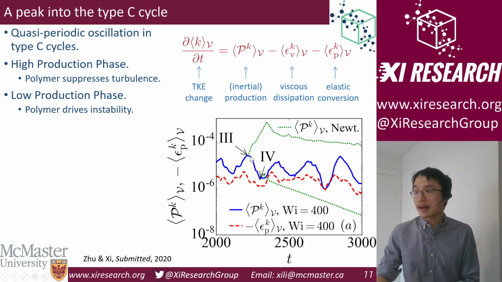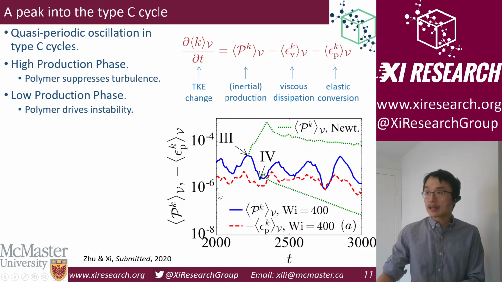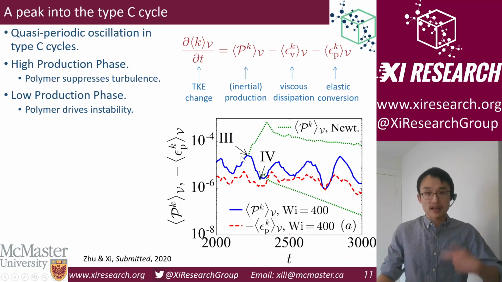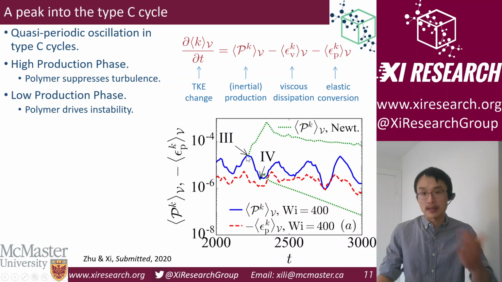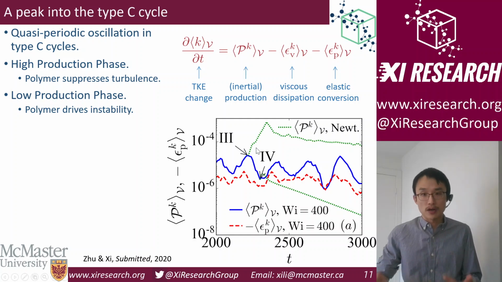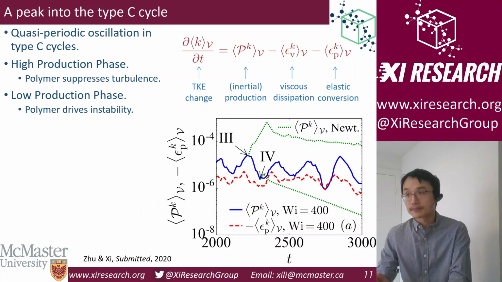Actually, production goes through high and low cycles, and at the peak of production, if you remove the polymer effect, you can see that the turbulence will go all the way to Newtonian turbulence. That means that at this moment, the polymer acts not as a driving force for instability, but is suppressing instability. Whereas at the bottom of the production, if you remove the polymer stress, then the flow will laminarize. So that means that at this phase, the polymer is important to the sustenance of turbulence.